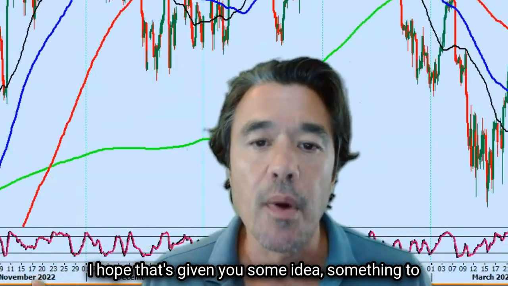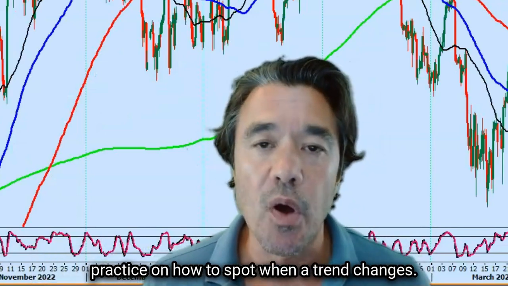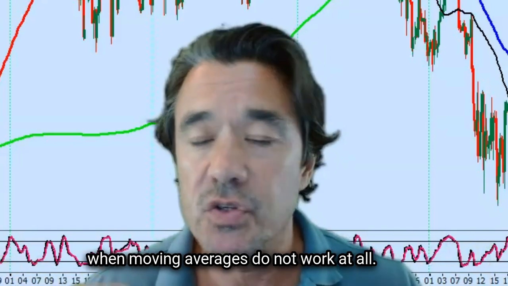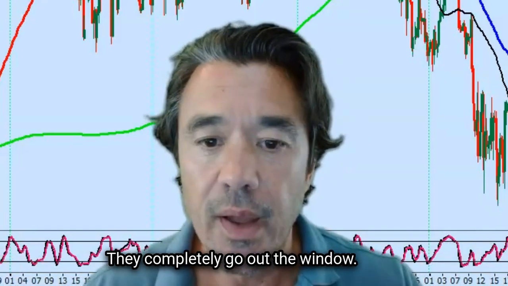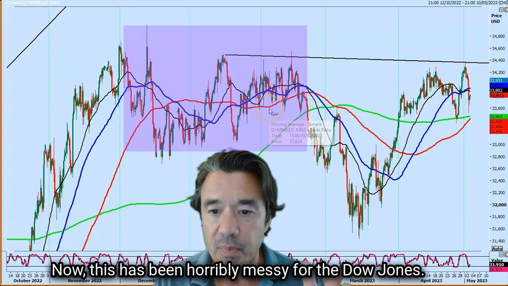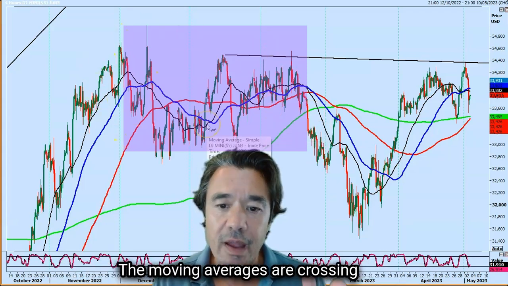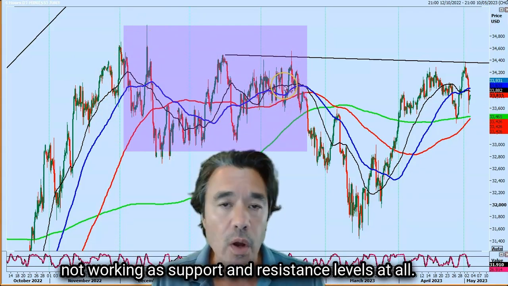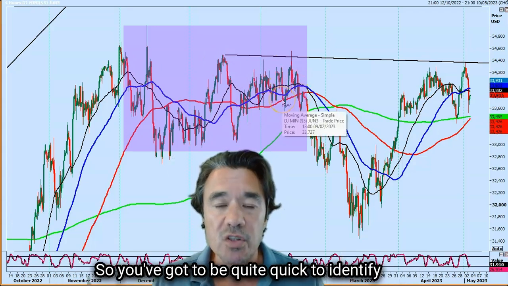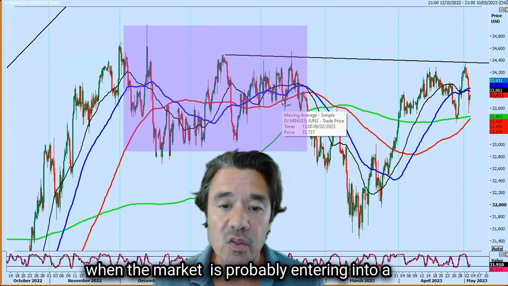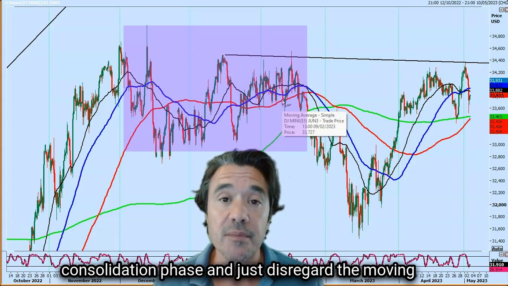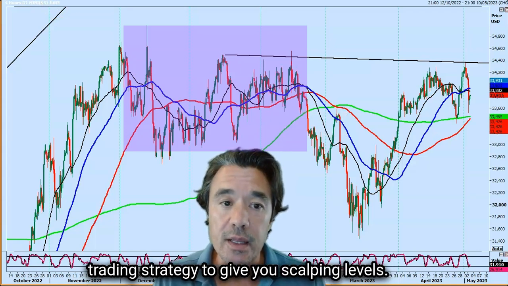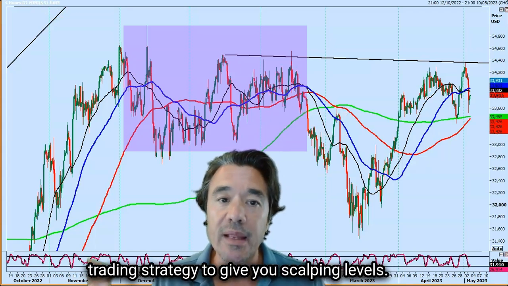Okay, I hope that's given you some idea, something to practice on how to spot when a trend changes. I did tell you that I would explain to you when moving averages do not work at all. They completely go out the window. And this is in a sideways consolidation. Now, this has been horribly messy for the Dow Jones. The moving averages are crossing above and below each other. The price is crossing above and below. They're not working as support and resistance levels at all. So you've got to be quite quick to identify when the market is probably entering into a consolidation phase and just disregard the moving averages and move to more of a trend line trading strategy to give you scalping levels.